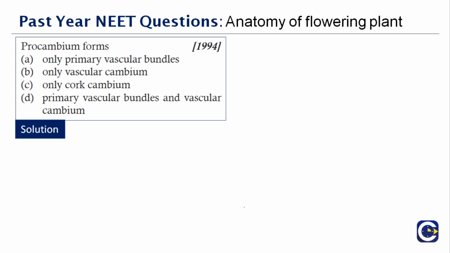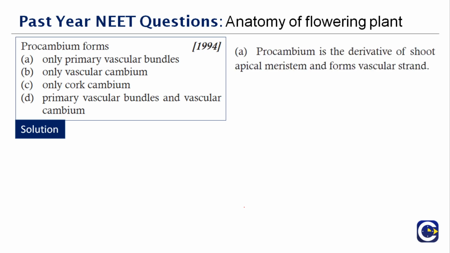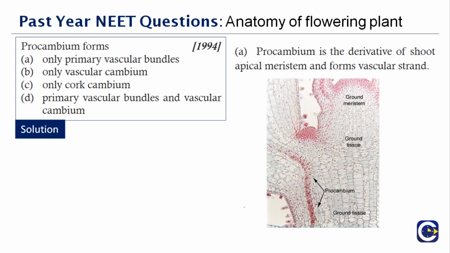Other than that, you can call procambium a meristematic tissue which is concerned with providing primary tissues of the vascular system. So I've given the clue of almost what the answer is. Yes, procambium forms only the primary vascular bundles. Procambium is a derivative of the shoot apical meristem, and what does it form? Vascular bundles or vascular strands, but particularly it forms only primary ones. So here you have the procambium. It's a microscopic view that I've given here. Here you can see this spot. Okay, fine. The correct answer is option A.